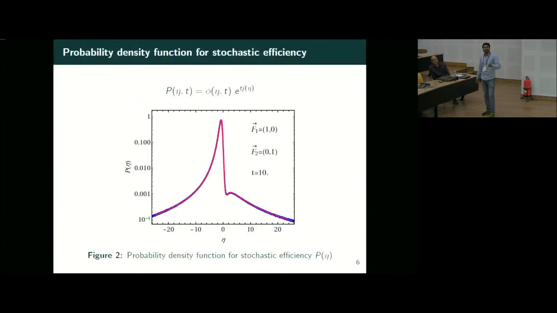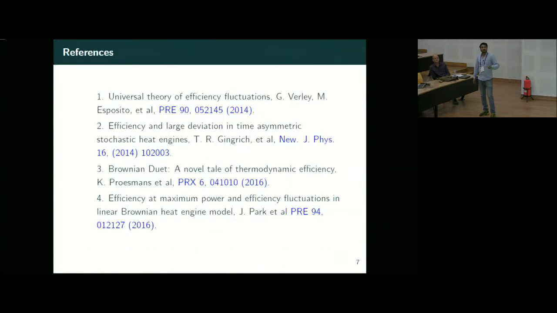So then I calculated exactly what the probability distribution is. This probability distribution has some prefactor like phi eta t, and if I put this phi eta t there and compare to the numerical simulation, blue is the numerical simulation and the red solid line is the analytical solution, and they match exactly. This shows that this is a normalizable probability distribution.